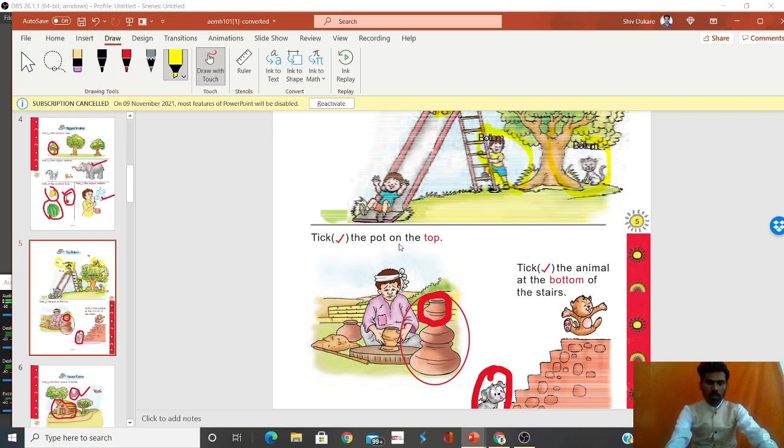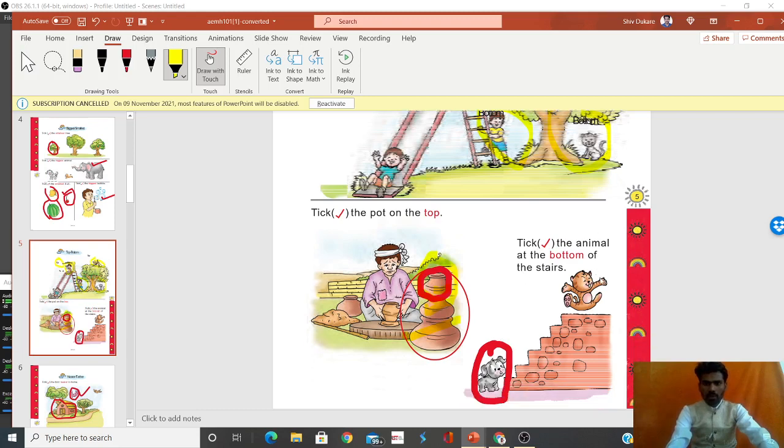Tick the pot on the top. Here are three pots. We have to find out which is the top. This is the top pot. Okay. Tick the animal at the bottom of the stairs. These are stairs, and we have to find out the bottom of the stairs. This cat is at the bottom of the stairs.